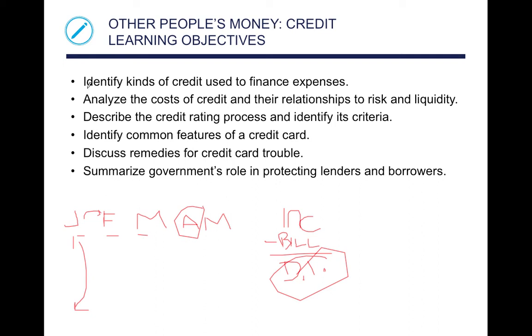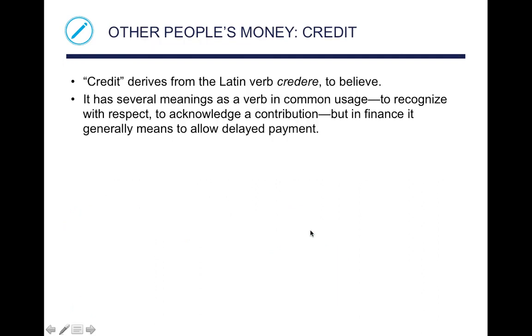Credit learning objectives. Identify kinds of credit used to finance expenses. Analyze the cost of credit and their relationships to risk and liquidity. Describe the credit rating process and identify its criteria. Identify common features of a credit card. Discuss remedies for credit card trouble. And summarize government's role in protecting lenders and borrowers.